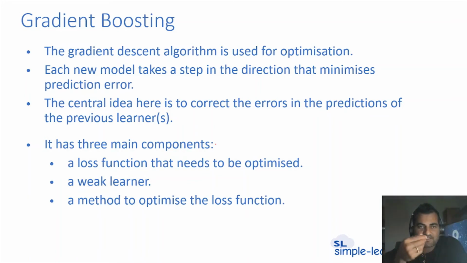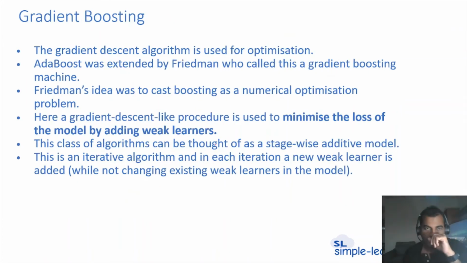What we are trying to say is that gradient boosting is mainly used for optimization. Each new model takes a step in a direction that minimizes the prediction error. In other words, every step gets a better expectation. It has three main components: one, a loss function, and a weak learner. Then we should know the method to optimize the loss function, right? So the gradient descent algorithm is used for optimization.